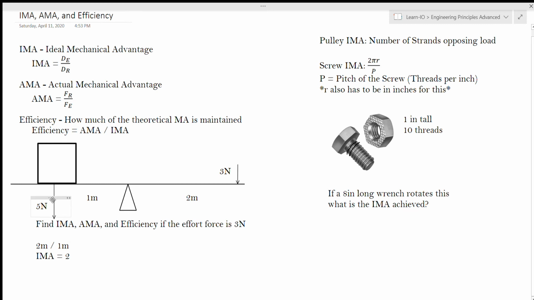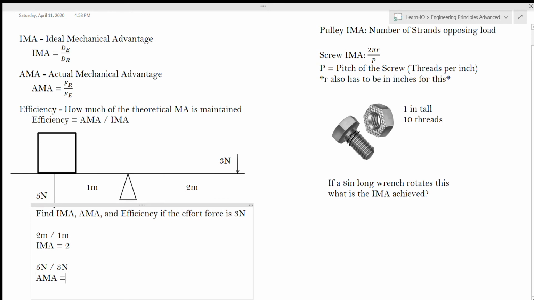So our resistance force here is 5 newtons. So we have 5 newtons, and we divide that by our effort force of 3 newtons, which gives us an AMA of 5 divided by 3, that should be 1.666, repeating, which I'll round to 1.67.